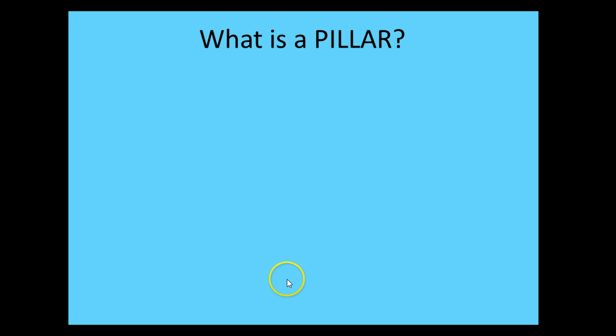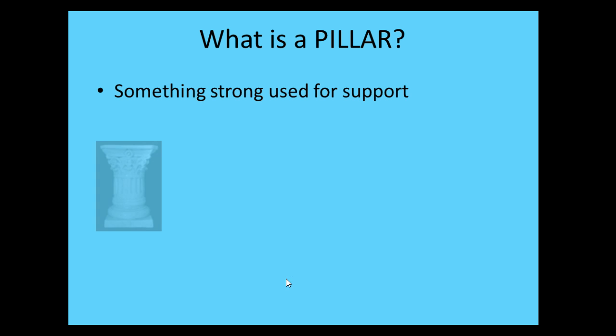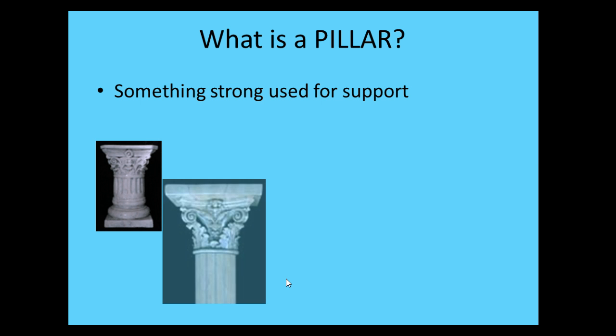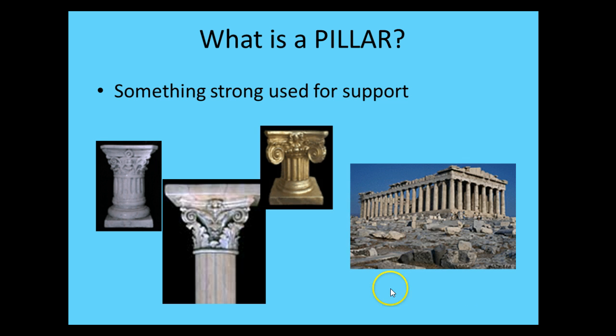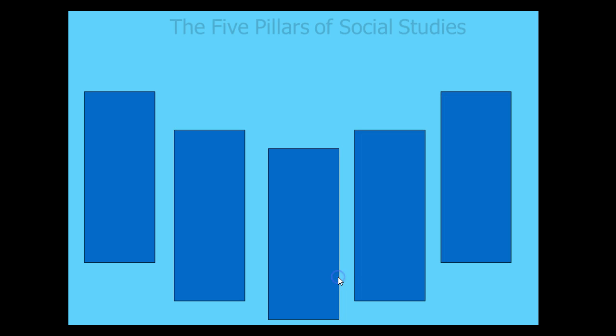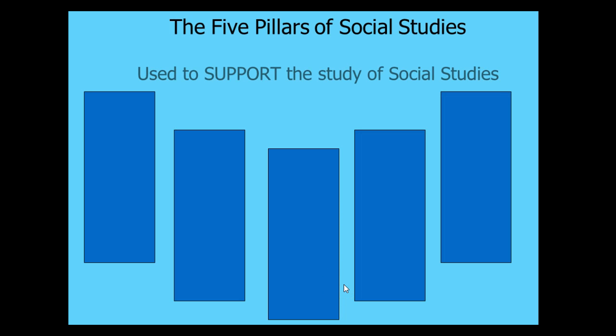What is a pillar? A pillar is something strong used for support. I'm sure you've seen many porches held up by pillars before, and here you have the ruins of the Parthenon in Greece. You can see all the pillars there. The 5 pillars of social studies help us to remember the different parts of social studies as we study it. The 5 pillars are economics, culture, history, government, and geography.